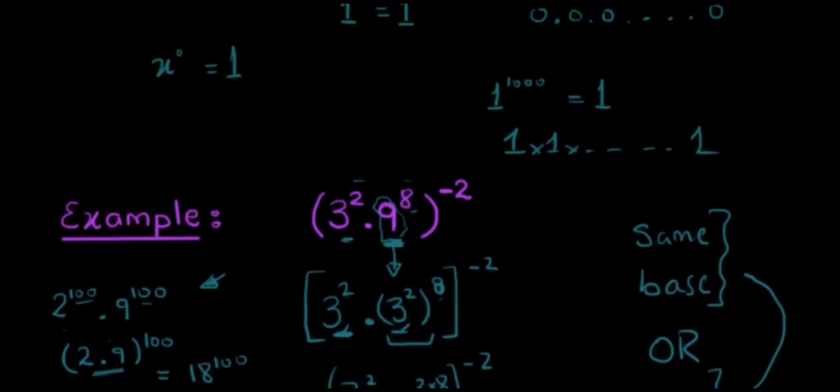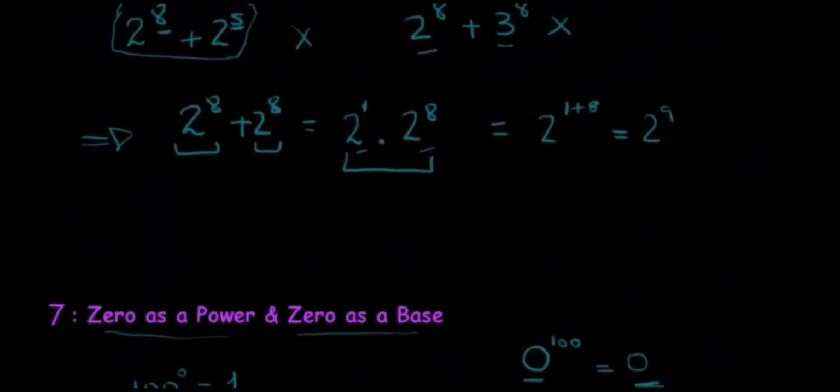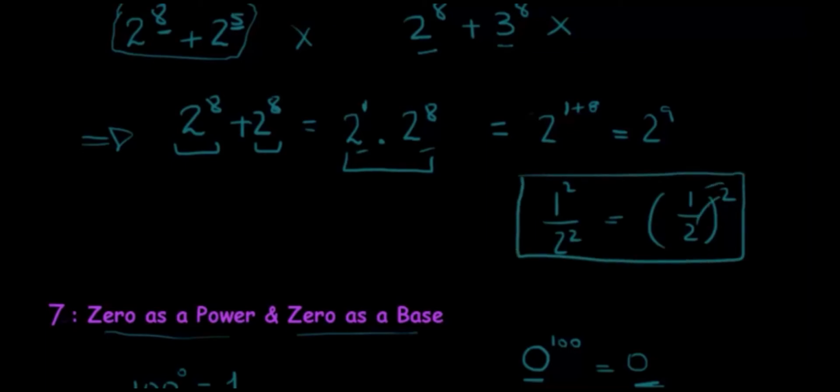And when I've got something as a fraction, let's say 1 over 2, and the entire thing is being squared, that's the same thing as saying 1 squared over 2 squared. If you've got a power on a fraction, the square applies to everything within the fraction.